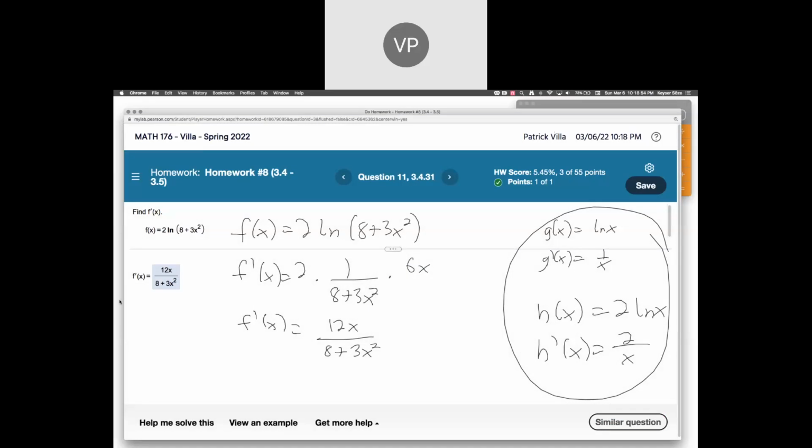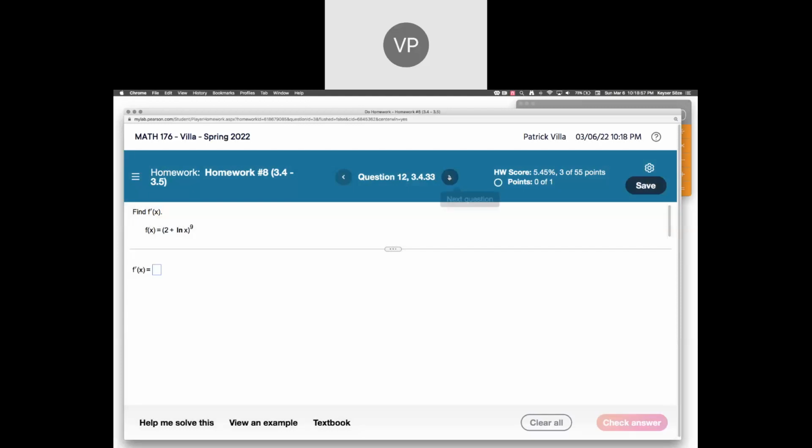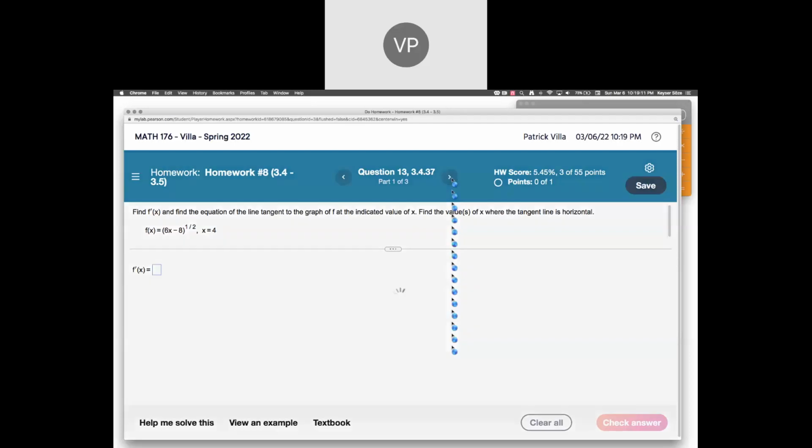Okay, so let's look at number 15. Eventually 15 will show up here. All right, 3 parts. So they want you to find the derivative and find the equation of the tangent line of f at the indicated value of x. Find the value of x where the tangent line is horizontal. So there's 3 things they want us to do here. We're going to go one at a time.